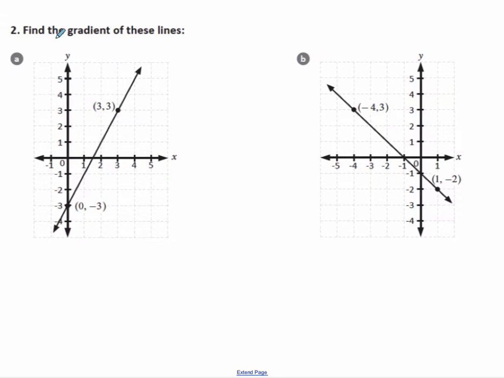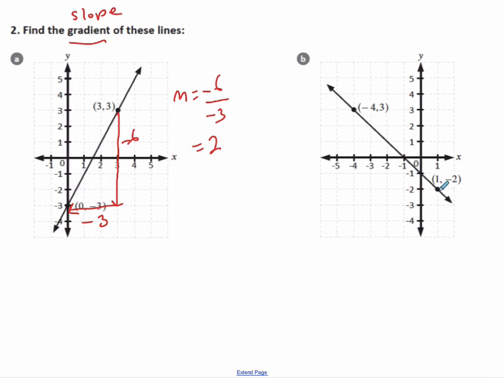Okay, find the gradient of these lines. Okay, gradient is another word for slope. And we can pick any points in the line, but they kind of give us a couple of points, so let's use those. Go from this point to this point and go down 1, 2, 3, 4, 5, 6. Down 6 and left 3. So the slope is down 6, left 3, gives you 2. The slope is 2.